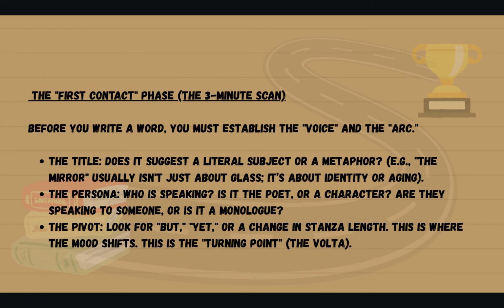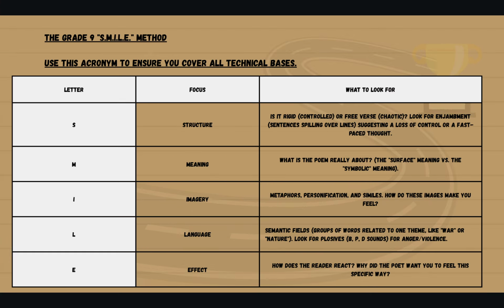Then we look at the pivot. Look for but, yet, or a change in stanza length. This is where the mood shifts. This is the turning point, also known as the volta. Then we look at the grade 9 SMILE method, and we use this acronym to ensure you cover all technical bases. So letter S stands for structure.